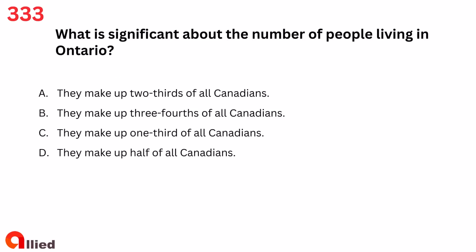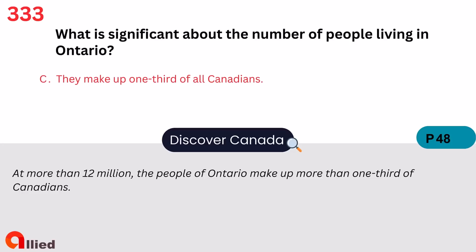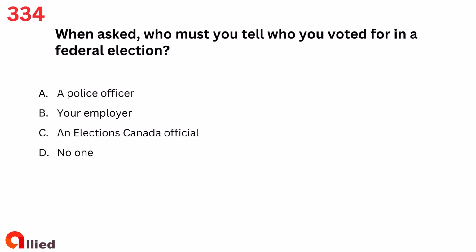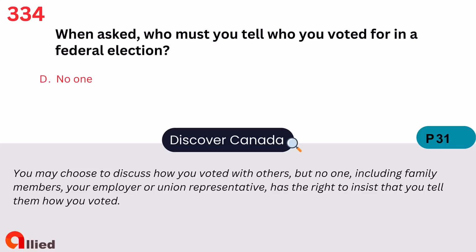Question 333. What is significant about the number of people living in Ontario? A. They make up 2/3 of all Canadians. B. They make up 3/4 of all Canadians. C. They make up 1/3 of all Canadians. D. They make up half of all Canadians. The answer is C. They make up 1/3 of all Canadians. Question 334. When asked, who must you tell who you voted for in a federal election? A. A police officer. B. Your employer. C. An Elections Canada official. D. No one. The answer is D.